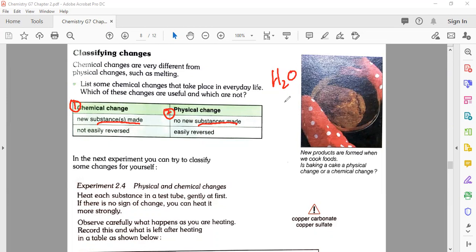Okay, my dear, without freezing, this is in a liquid state, but when you put it in the refrigerator or in your fridge, it becomes ice and solid. Only this change. So that is your physical change. There is no new substance made.